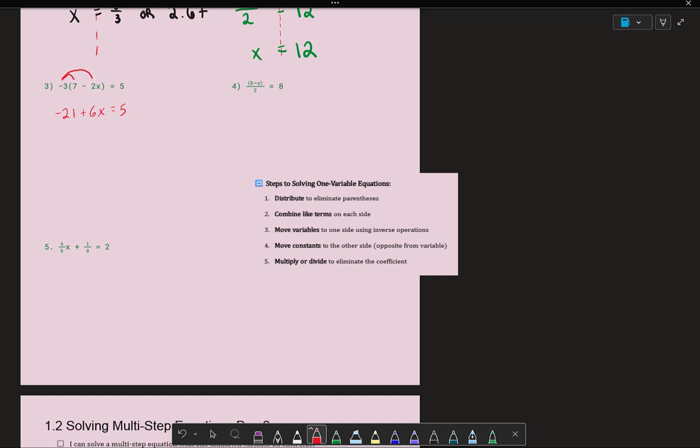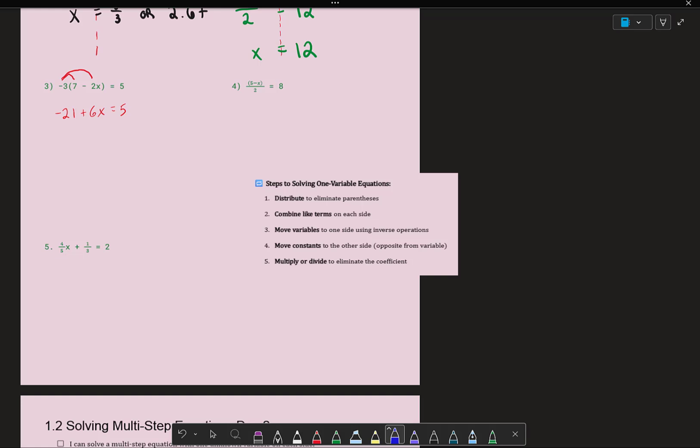Step 2, combine like terms on each side. There are no like terms on the left side. There's a constant and then a term with an x. So we can skip step 2. Step 3, move variables to one side. There's only one variable, so we can skip step 3. Step 4, move constants to the other side opposite from the variable. So that means we need to leave the 6x alone and do the inverse operation.